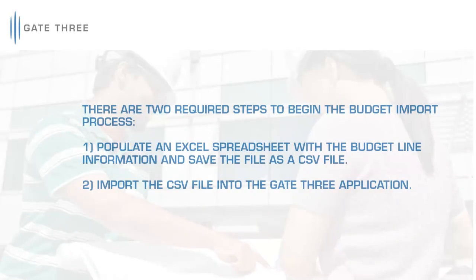There are two required steps to begin to import multiple budget lines. The first step required is to populate an Excel spreadsheet with the mandatory information and save it as a CSV file. The second step is to import the CSV file into the Gate3 system. This video tutorial will focus on both steps and show you how to populate an Excel spreadsheet with the necessary information and save it as a CSV file, and then upload the CSV file into the Gate3 system.